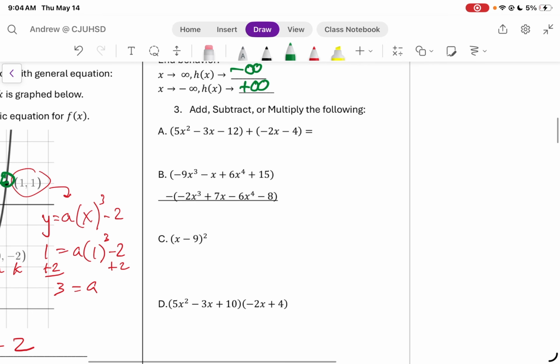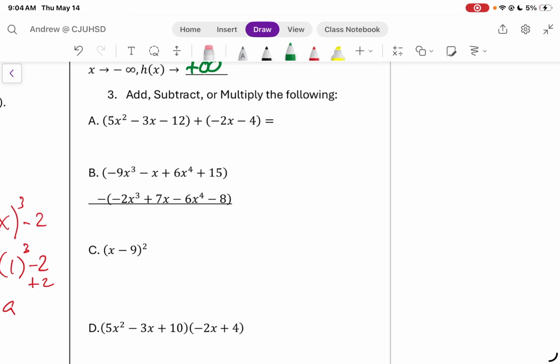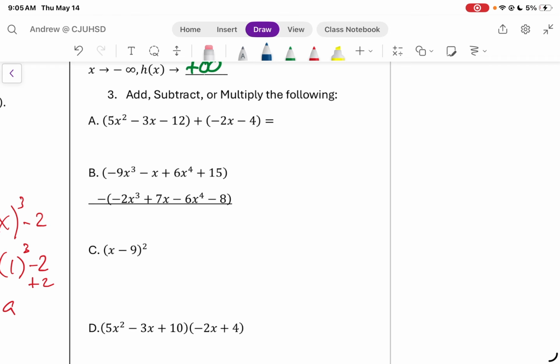Okay, then we got some multiplying and adding together, adding with like terms. So let's go with nice blue here. So 5x squared is the only x squared. Then you have minus 3x and minus 2x for a -5x. And a -12 with a -4 would be a -16. And we're done.